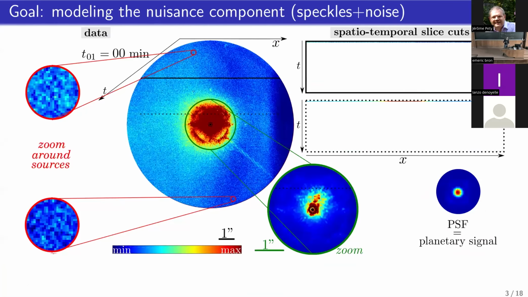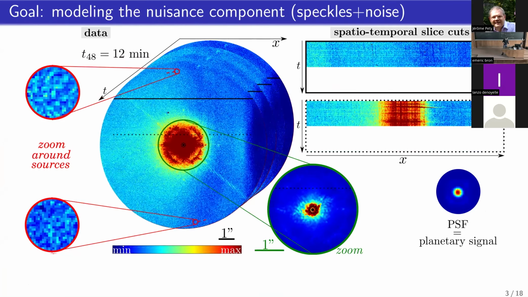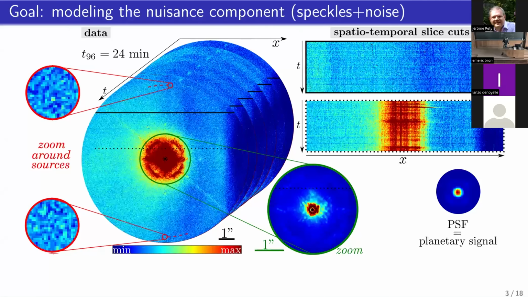And to emphasize this need, I'm showing you here a typical sequence of data recorded by a high contrast instrument. Here, this is SPHERE at the VLT, so this is a time series. The star is at the center, blocked by the coronagraph, and you have in the red circles zooms on the exoplanet, and on the right some slice cuts along the black straight and dashed lines. So here you have some examples of data we have.